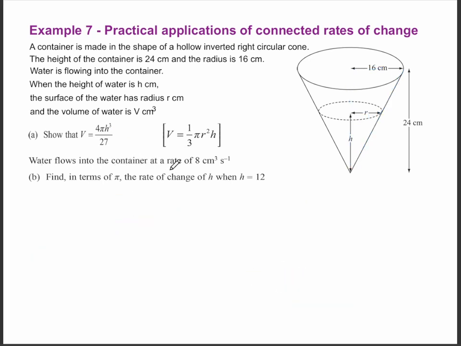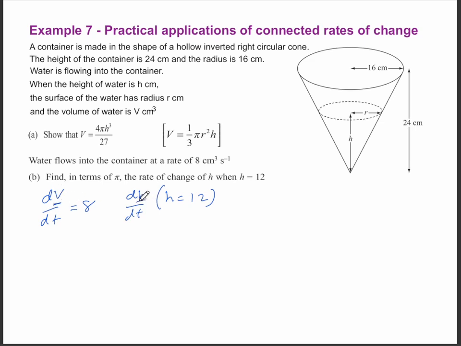Water flows into the container at a rate of 8 centimeters cubed per second. Therefore, our dV over dt, the rate of change of volume, is 8 centimeters cubed per second. So 8. We need to find, in terms of pi, the rate of change of h, which is going to be shown as dh over dt. And we want to find that when h is equal to 12.